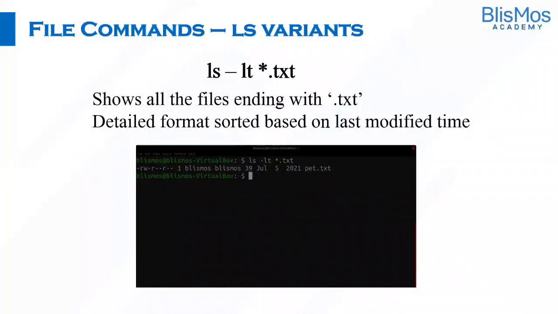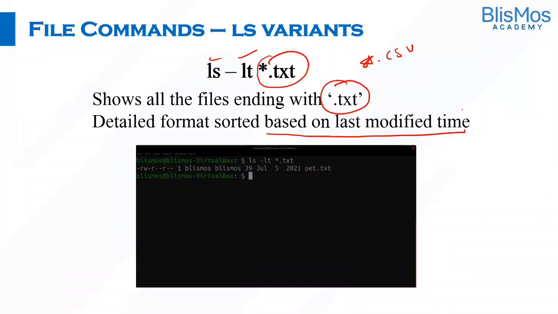What if you have so many formats of files within a directory? If you are searching for particular extension files, in that case, you can use ls -lt and say *.txt or *.csv or some other format. So it will list only those files which are ending with txt. Again, because it is lt, all the files will be sorted based on the last modified time. Wonderful. We will look at all these things as a part of our hands-on.